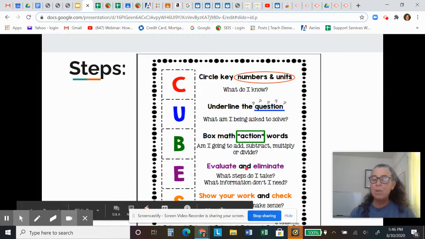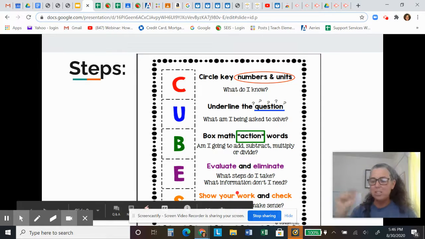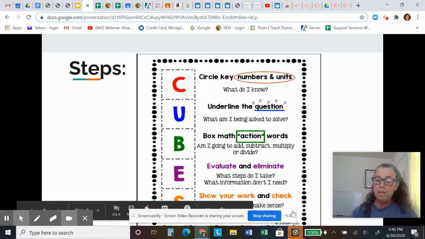E, evaluate and eliminate. What steps do I take? What information don't I need? If there's something you don't need, let's just get rid of that, cross it off. And what steps do I take? Maybe it's a two-step word problem. Maybe it has addition and also subtraction in it. S is for show your work and check. So make sure it all makes sense.